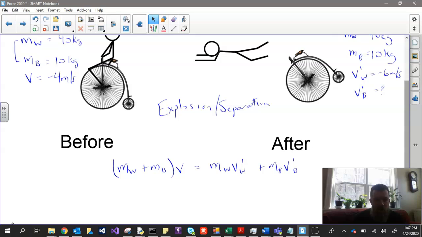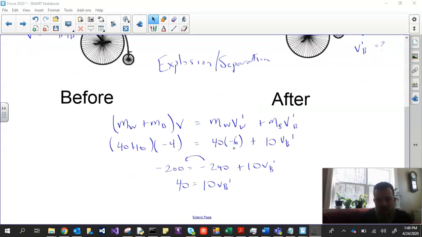So I'm going to plug the numbers in. I'll just pause this, plug my numbers in so you can see them. The total mass times the velocity beforehand, and the mass of the woman times her velocity. This is -200, that's -240. I move the 240 to the other side and get a +40. So the velocity of the bike works out to be 4 meters per second.